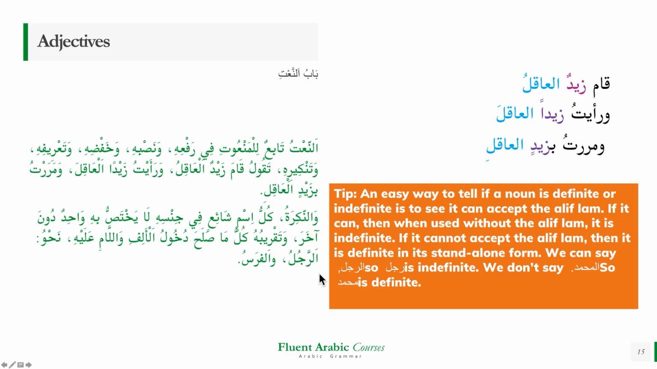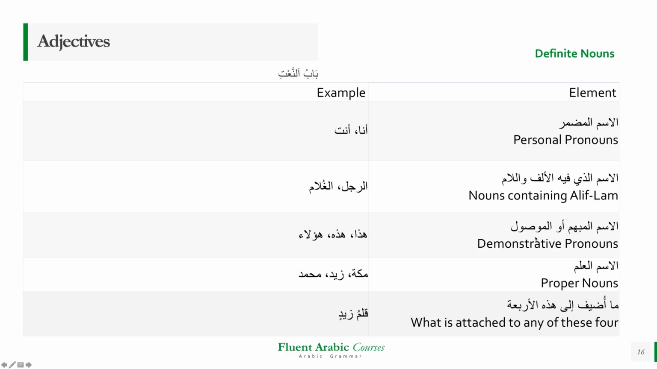The asl, the default state of this word is rajulun. Can we apply the alif lam to this word? Ar-rajulu is correct. So it can be done. So we know that rajulun without the alif lam is indefinite. Can we apply alif lam to faras? Yes, we can apply the alif lam. So farasun is indefinite. But we can't say al-Muhammad. So Muhammad by itself is definite because we can't apply the alif lam to it, because it is already definite. Now let's look at definite nouns.